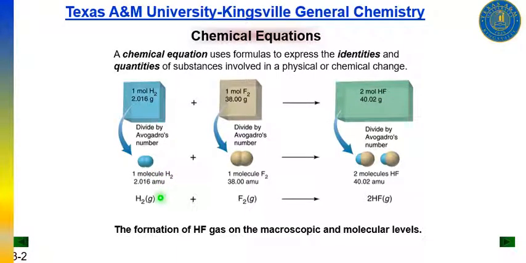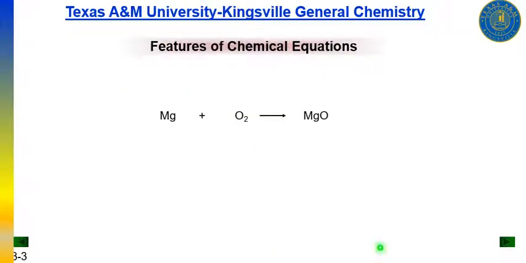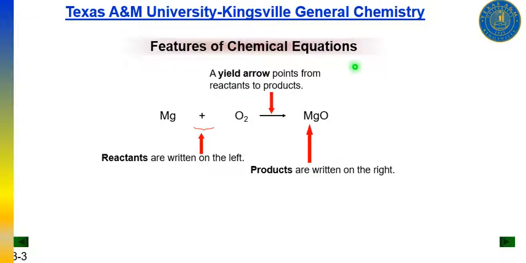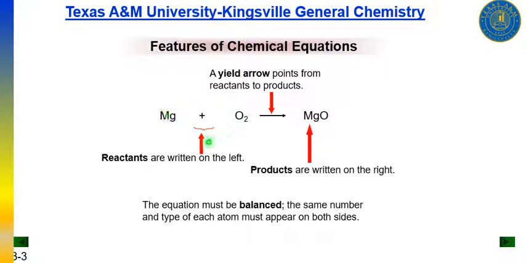In this case, we are going to write down the chemical reaction. Hydrogen gas plus fluorine gas produce 2 moles of hydrogen fluoride gas. The formation of hydrogen fluoride gas on the macroscopic and molecular levels. And then in the chemical reactions, on your left-hand side, you have magnesium plus oxygen. These two on the left-hand side, you call them reactants. And on your right-hand side, these are your products or product.